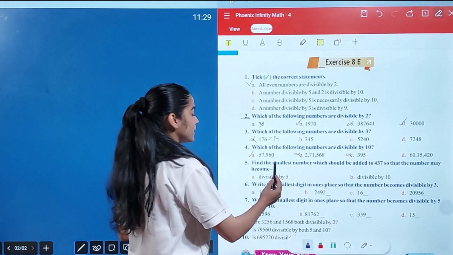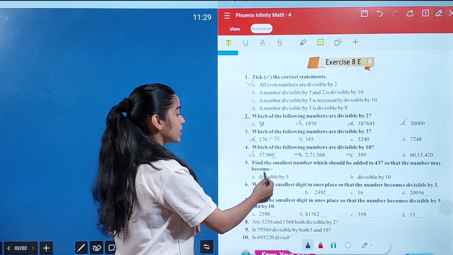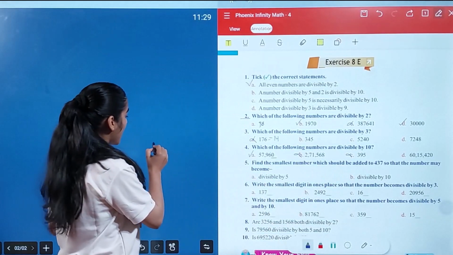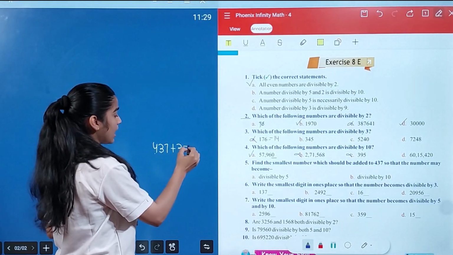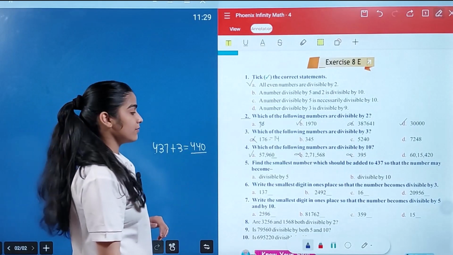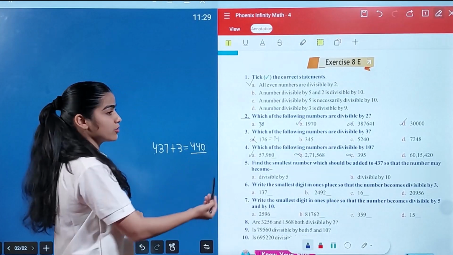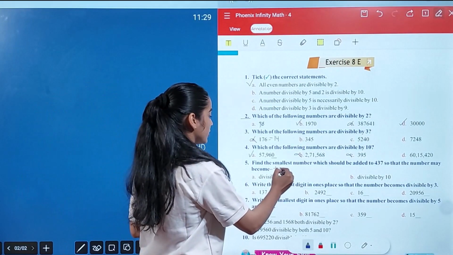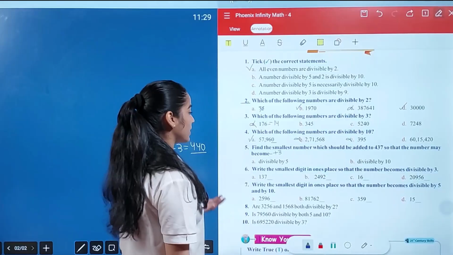Okay, now find the smallest number which should be added to 437 so that the number becomes divisible by 5. So how much do we have to add to this? If we add 3 to 437, then our new number will become 440. And 440 is divisible by 5 because according to the divisibility test of 5, we want the last digit to be 0 or 5. By doing this, we have last digit 0. So we have to add 3 to this. Same, we add 3, then 440 is further divisible by 10 as well.